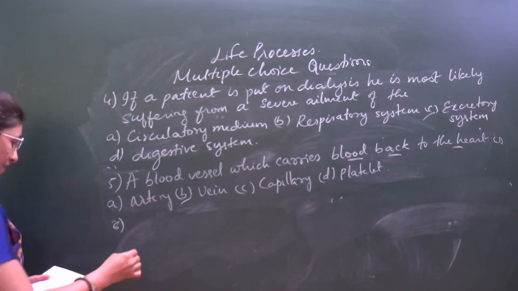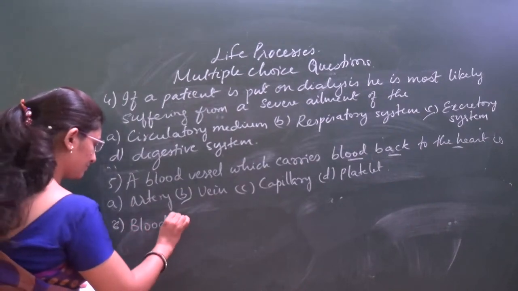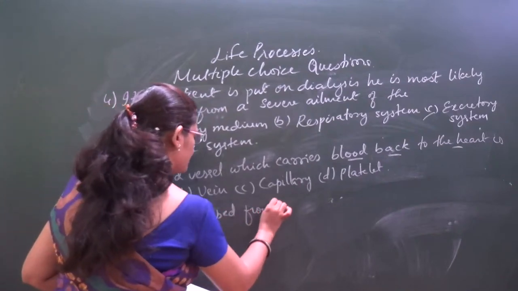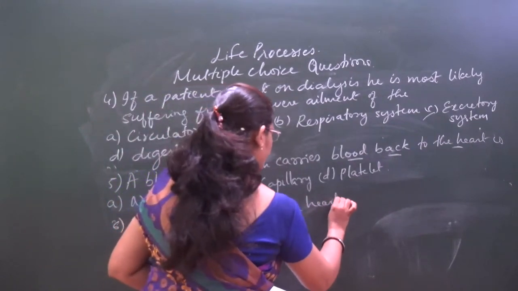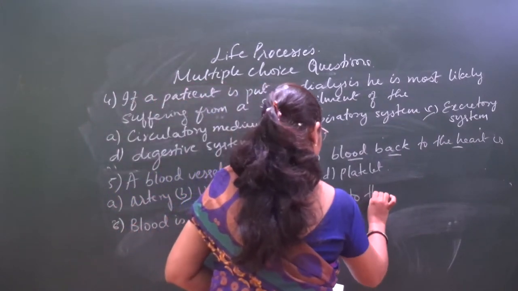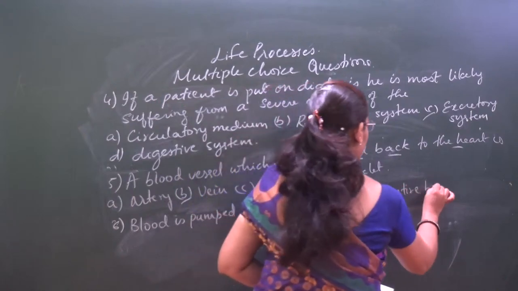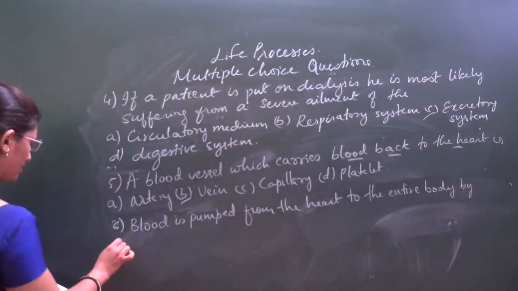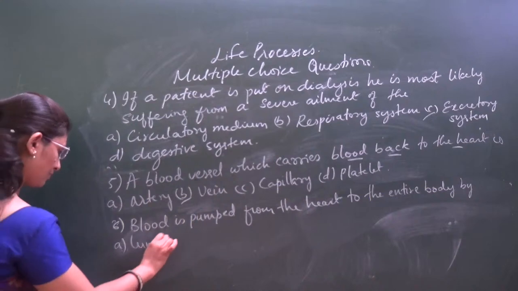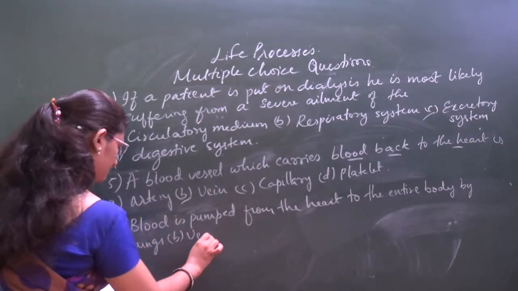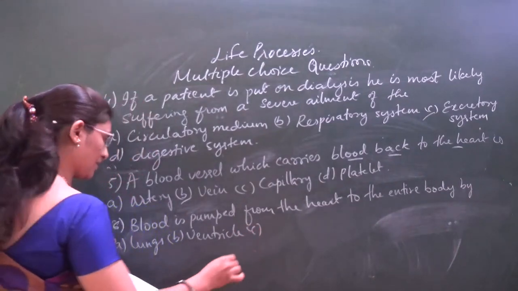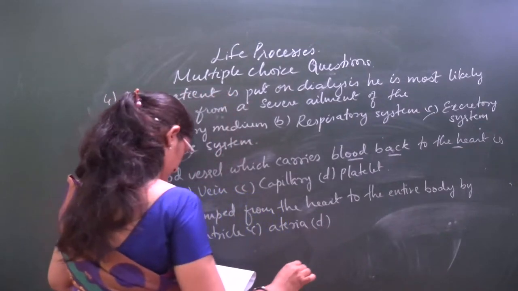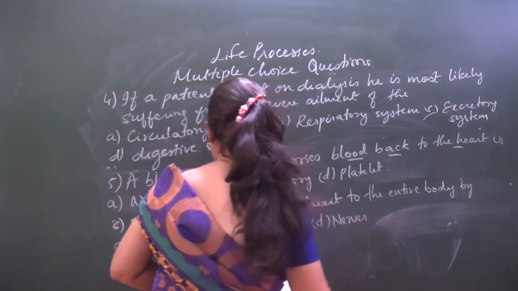The next question: blood is pumped from the heart to the entire body by option A, lungs, option B, ventricles, option C, atria, and option D, nerves.